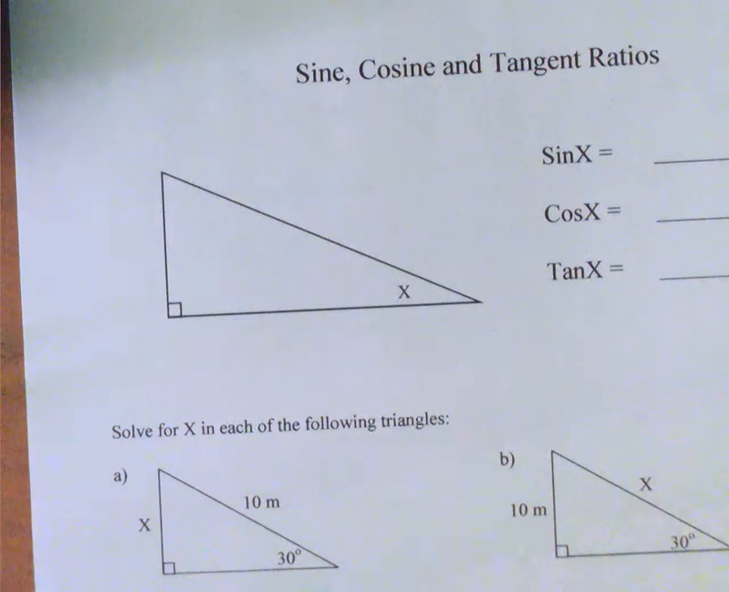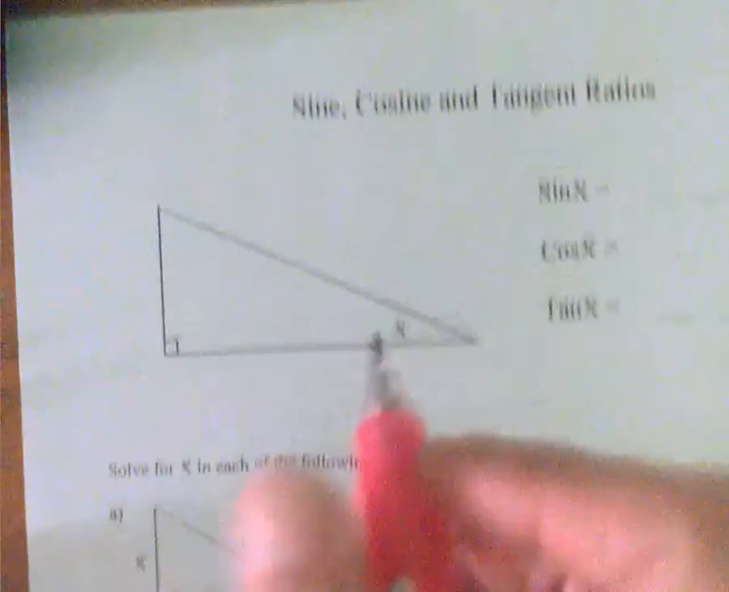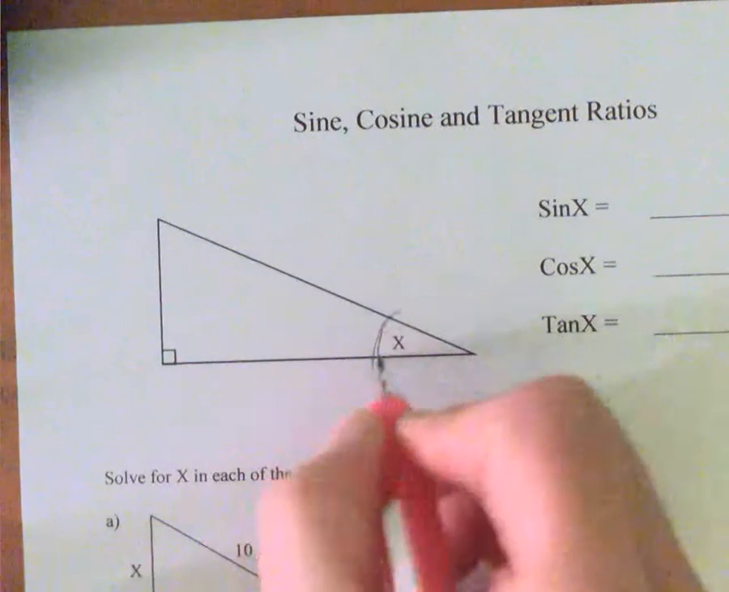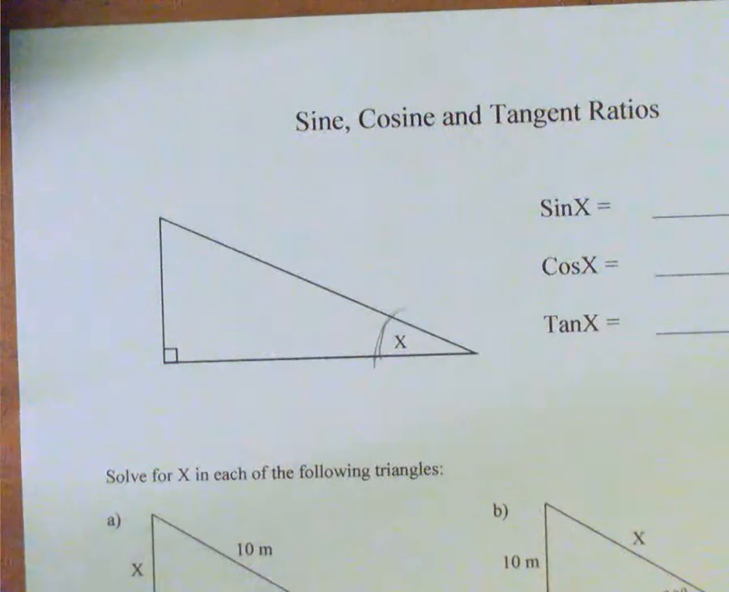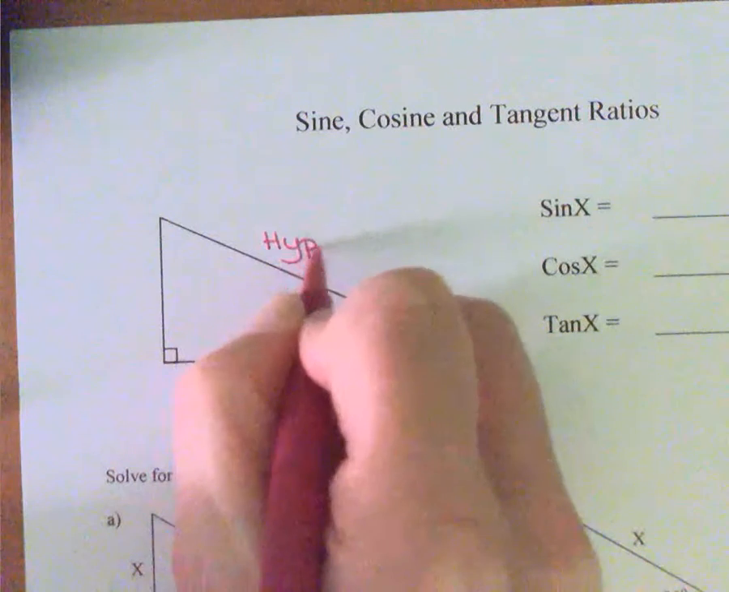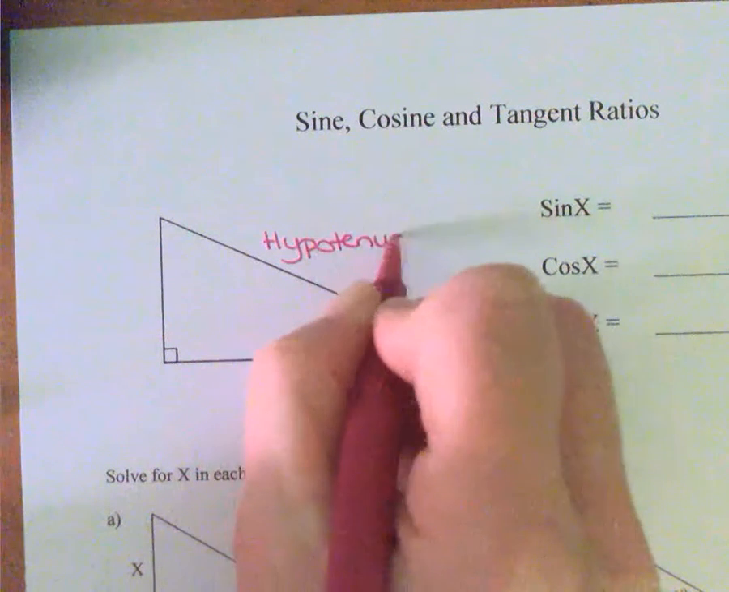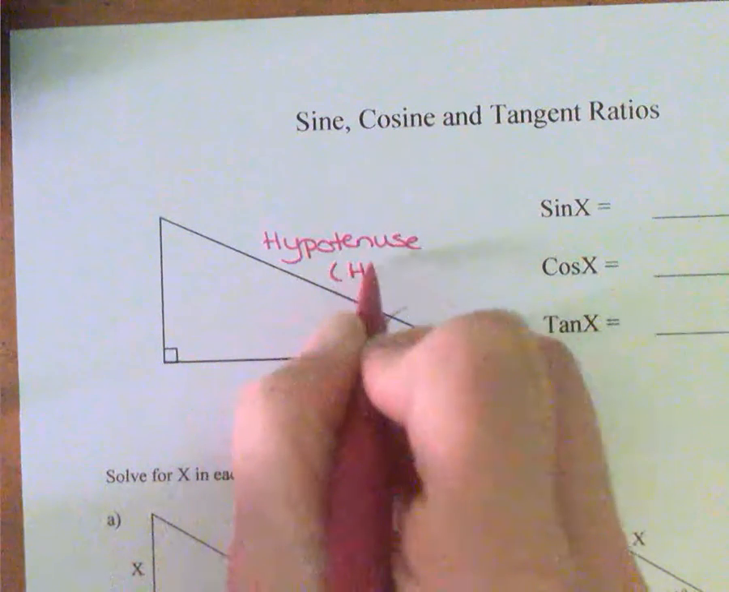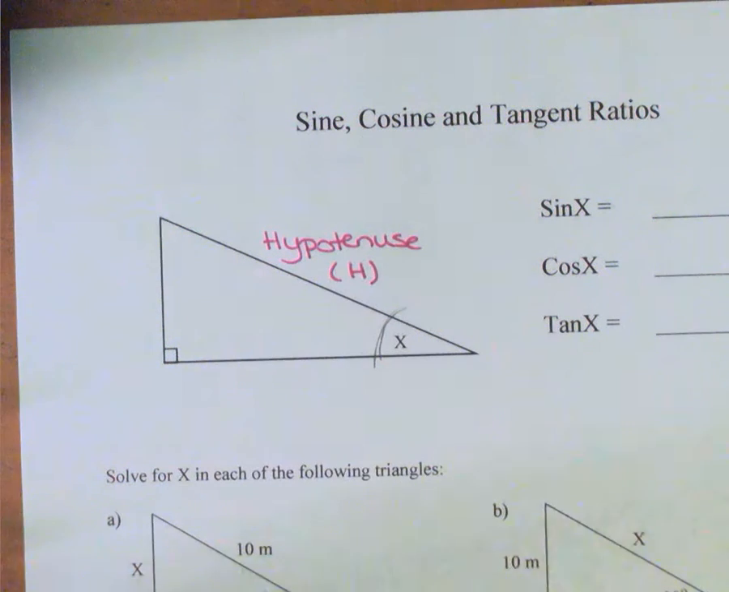Okay, we're going to look at sine, cosine, and tangent ratios again. So again, if this is the angle that I have, then the longest side again is the hypotenuse. And we use the letter H for hypotenuse.